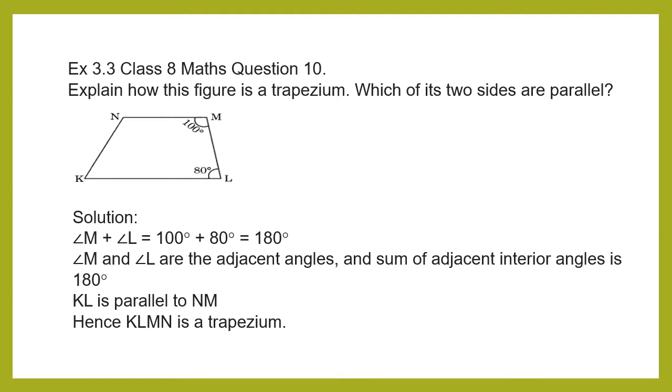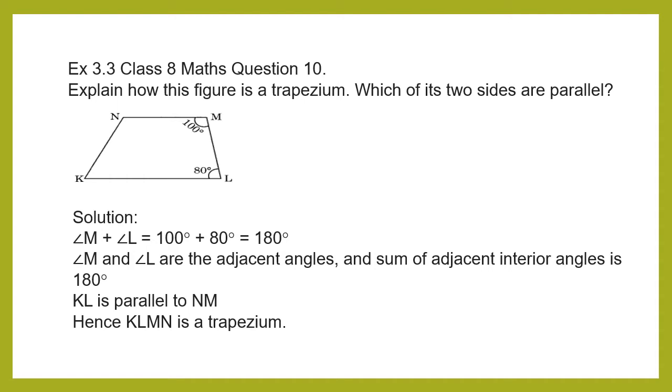Come to question number 10, children. Explain how this figure is a trapezium and which of its two sides are parallel. Here they have given one figure KLMN. KLMN is a quadrilateral. We want to explain how this figure is a trapezium and which of its two sides are parallel.